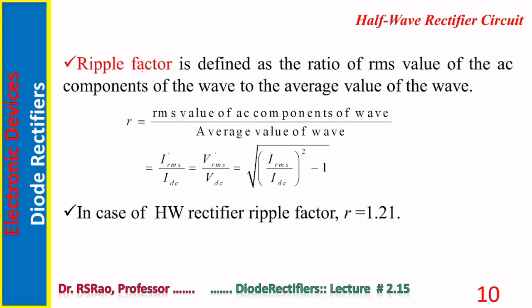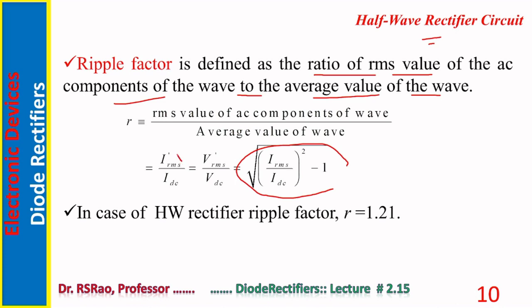Another parameter of great importance when it comes to rectifier circuits is ripple factor. By definition, it is the ratio of RMS value of AC components of the wave to the average value of the wave. It is equal to I prime RMS by IDC, V prime RMS by VDC, equal to square root of IRMS by IDC whole square minus 1.